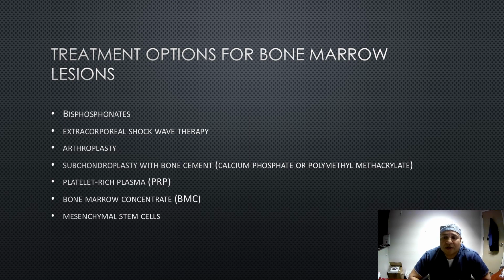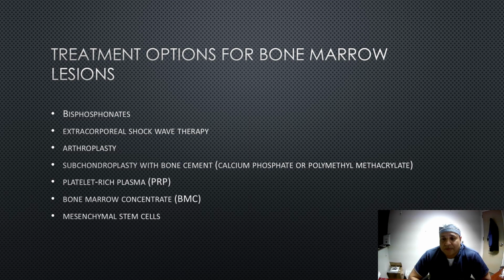Treatment options for bone marrow lesions include bisphosphonates for the treatment of osteoporosis. Extracorporeal shockwave therapy has been shown to give relief when applied to joints. Total joint arthroplasty is a solution for patients that may be candidates for such procedures in joints that may be amenable to treatment, such as the knee joint, hip joint, and in some cases the shoulder joint.